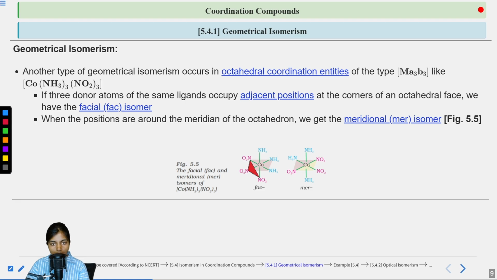Okay, so this is how another type of geometrical isomerism is shown in octahedral coordination entities or octahedral complexes in 3D, if you can imagine. First is the facial isomer and the other is the meridional isomer, and like cis and trans, we denote them as FAC and MER. Okay, FAC and MER.